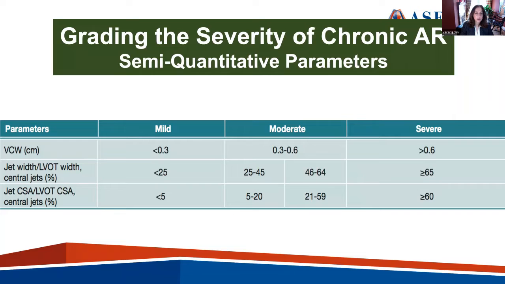Using some of these semi-quantitative parameters, aortic regurgitation that's mild, in general, has a vena contracta width less than 0.3 centimeters, a jet width to LVOT width ratio of less than 25%, and a ratio of the jet cross-sectional area to the LVOT cross-sectional area less than 5%. As opposed to the severe case, where the vena contracta is over 0.6 centimeters, the jet width to LVOT width ratio is greater than or equal to 65%, and the cross-sectional area ratio is greater than 60%.